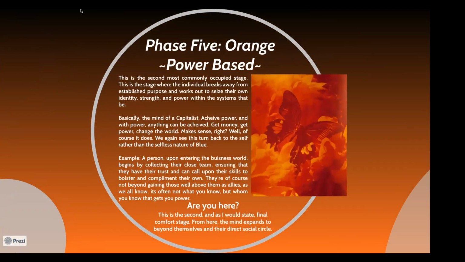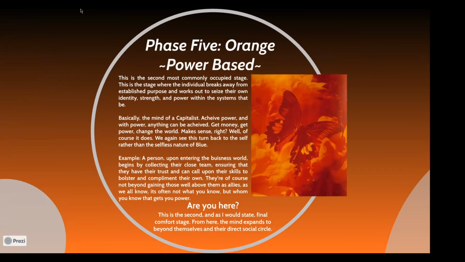So the next phase is orange. This is a power-based form. This is the second most occupied stage for most first world people. This is the stage where the individual breaks away from the established purpose and works out to seize their own identity, strength, and power within the systems that be.